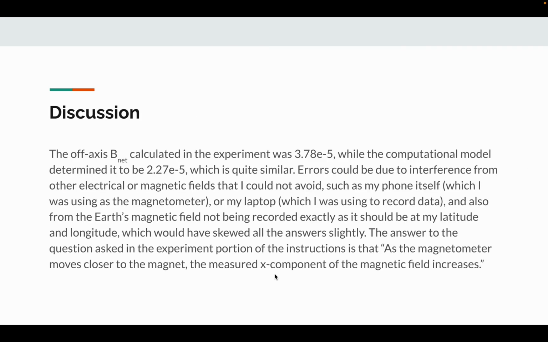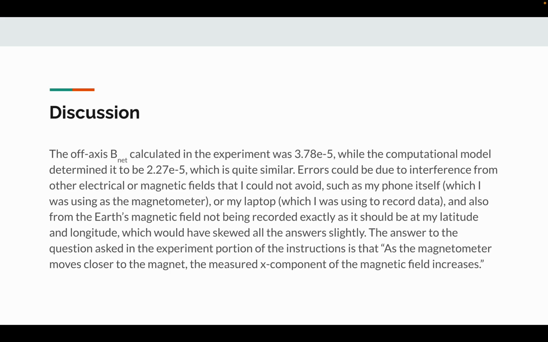So discussion. The off-axis B net calculated in the experiment was 3.78 e to the negative 5th, while the computational model determined it to be 2.27 e to the negative 5th, which is quite similar. Errors could be due to interference from other electrical or magnetic fields that I could not avoid, such as my phone itself, which I was using as a magnetometer, or my laptop, which I was using to record the data, and also from the Earth's magnetic field not being recorded exactly as it should be at my latitude and longitude, which would have skewed all of my answers slightly.